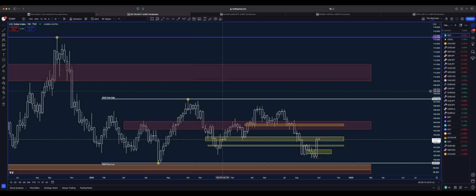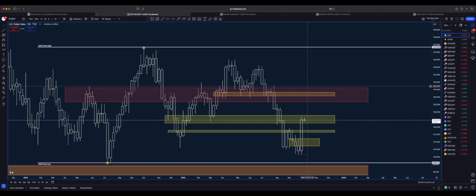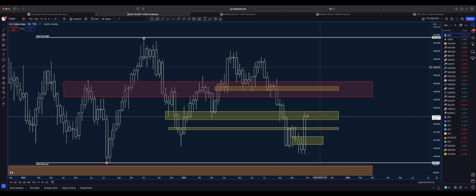And for me, it's very important always to keep an eye on dollar, because it's the most dominating currency in the market. And therefore, based on the movement of dollar, you can predict what will happen in the other currencies in the market.